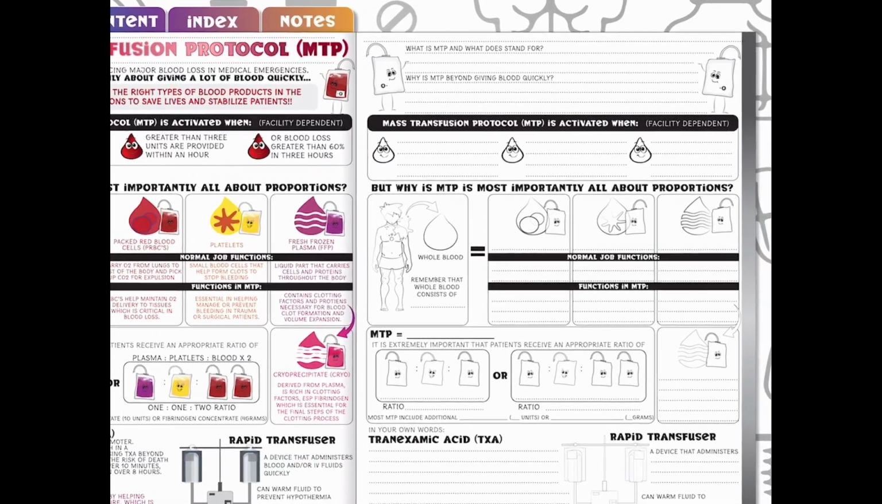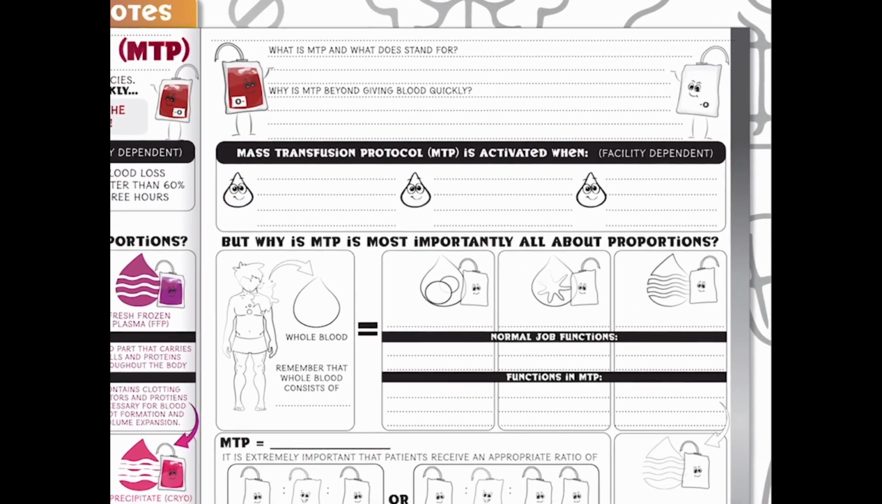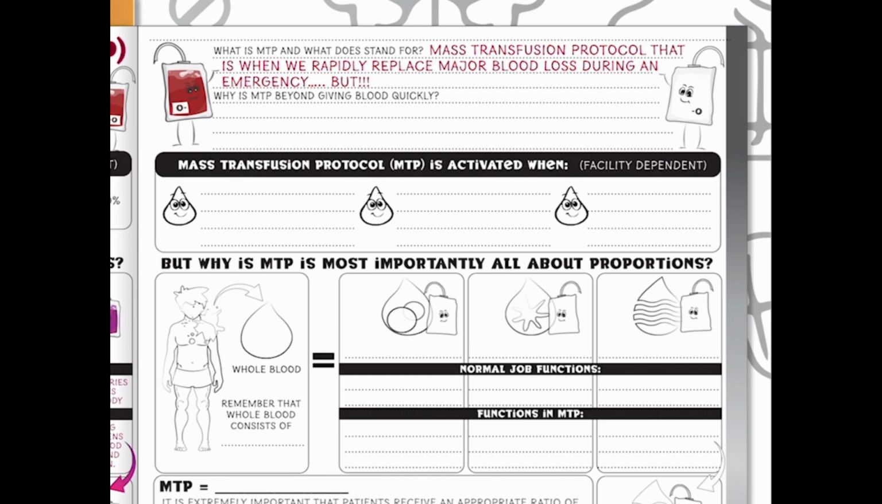So what exactly is MTP? What does it stand for? Mass Transfusion Protocol, MTP, is when we rapidly replace major blood loss during an emergency. But that is not all of what MTP is. When people think of this, they think we're just throwing in bags of packed red blood cells, these big red blood bags, and we're just pushing them in. We are not. It is a lot more than that.